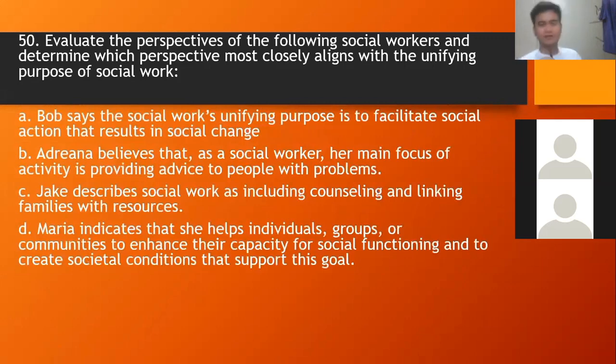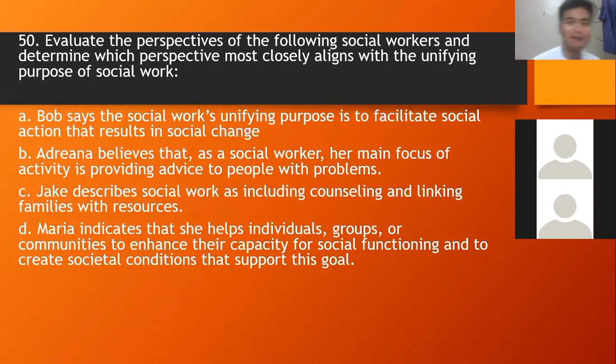Evaluate the perspective of the following social workers and determine which perspective most closely aligns with the unifying purpose of social work. Basically, ang hinahanap lang dito, saan dito ng mga statement is aligned doon sa purpose ng social work. Sige, what's your answer? Letter D. Okay, tama lahat ng iyong answer, of course.